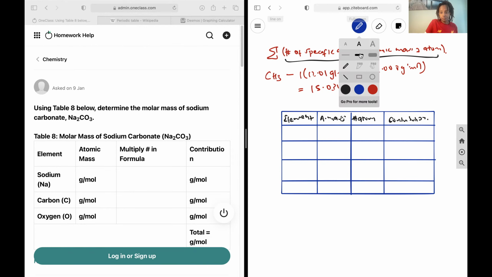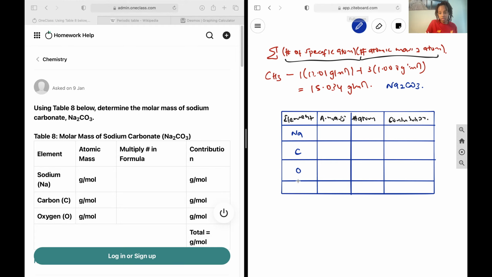In the question that they're asking for, it is Na2CO3. So let's fill in our elements first. We have sodium, carbon, and oxygen. We can go back to the atomic mass later. The number of sodiums we have is 2, the number of carbons is 1, and the number of oxygens is 3. So now let's fill in the specific atomic masses.